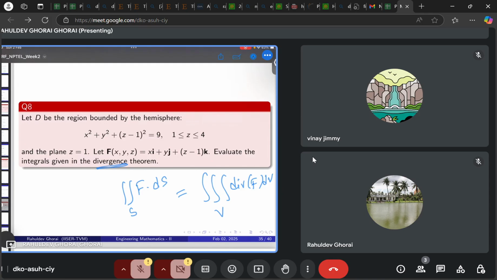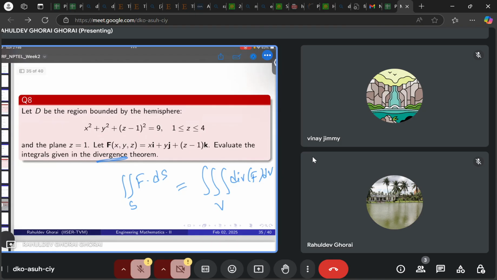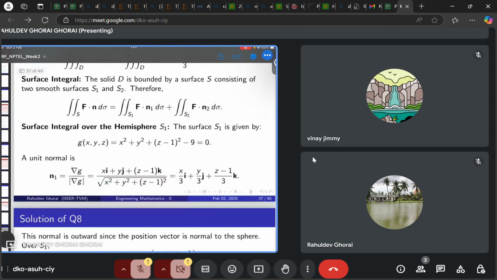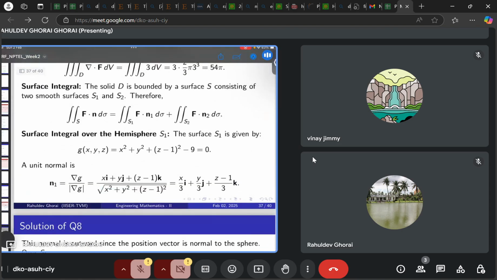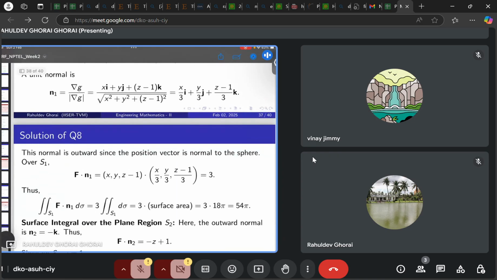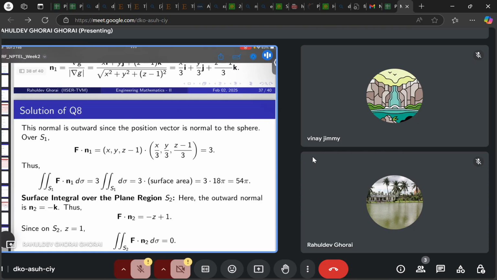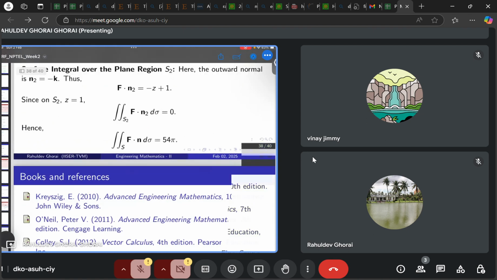You have to do the integration of this function F over the region x square plus y square plus (z minus 1) whole square equal to 9. That is the surface equation g. You take gradient of g over the magnitude of gradient g, so that you have to find out. Then what is n? What is d sigma? That d sigma will be the surface area of that surface. So you get the surface area of the hemisphere will be 18 pi. That's how you get 54 pi. Okay, so that will be easy.